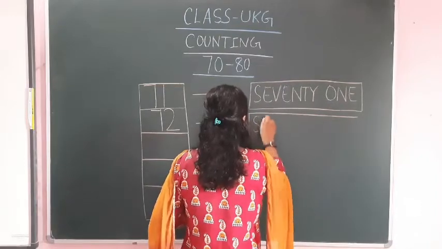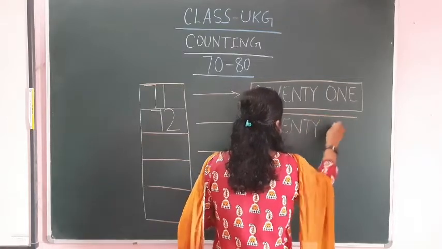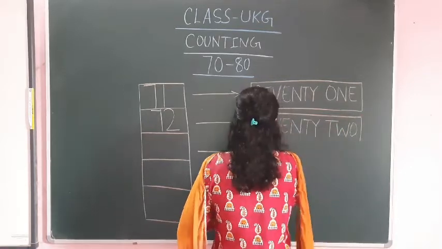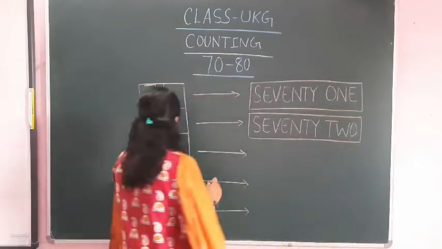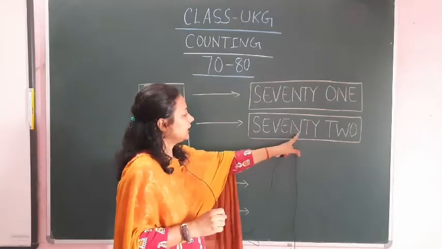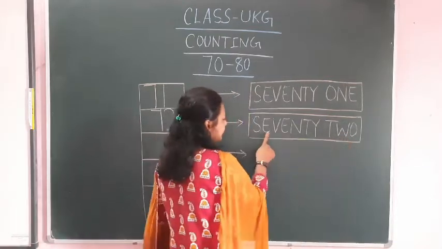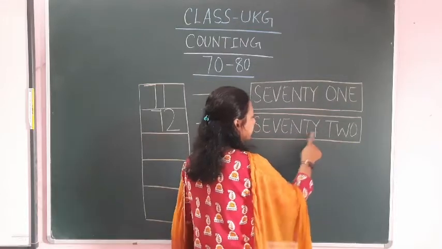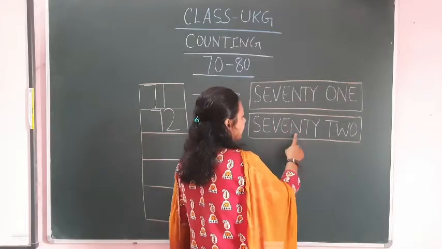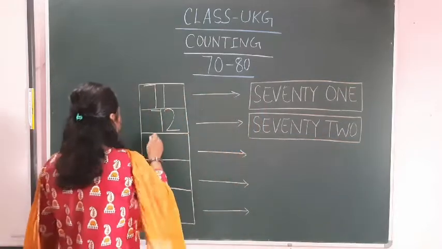After 71, 72. Seventy-two. S-E-V-E-N-T-Y, 70, T-W-O, 2. 72.